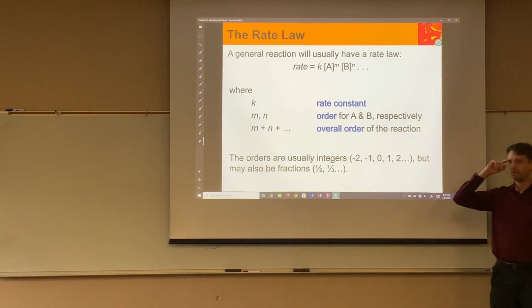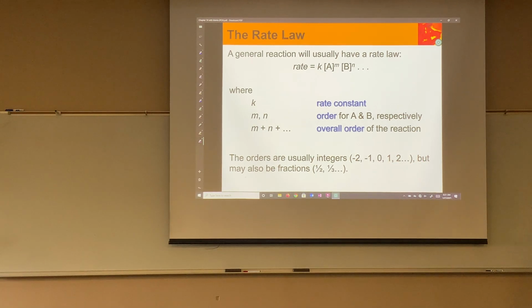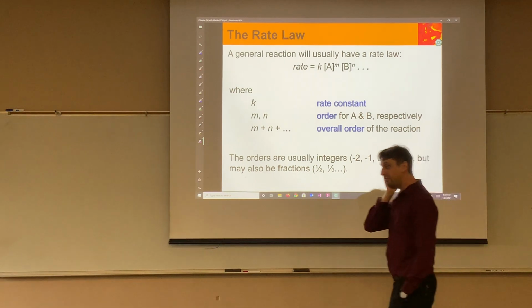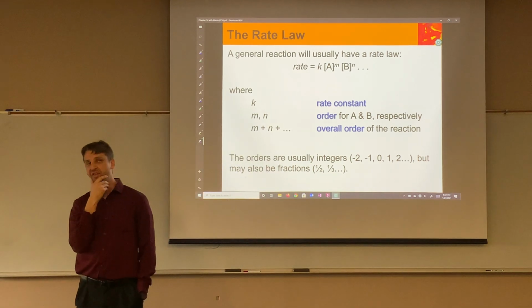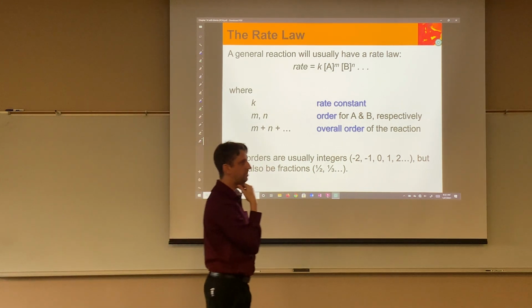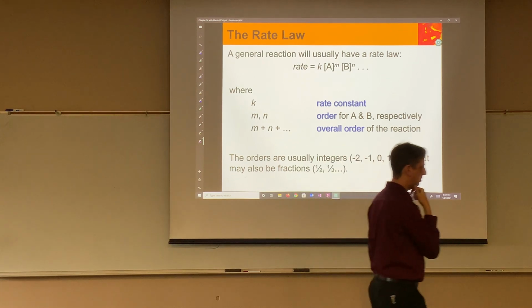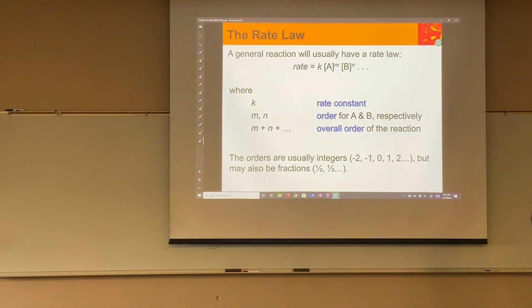Typically, we'll see these orders as integers. Most of the time, they're going to be positive. In fact, I really can't think of a time where I've ever seen an order come out to be negative, but I'm sure there's probably an example or so in the book somewhere about it.